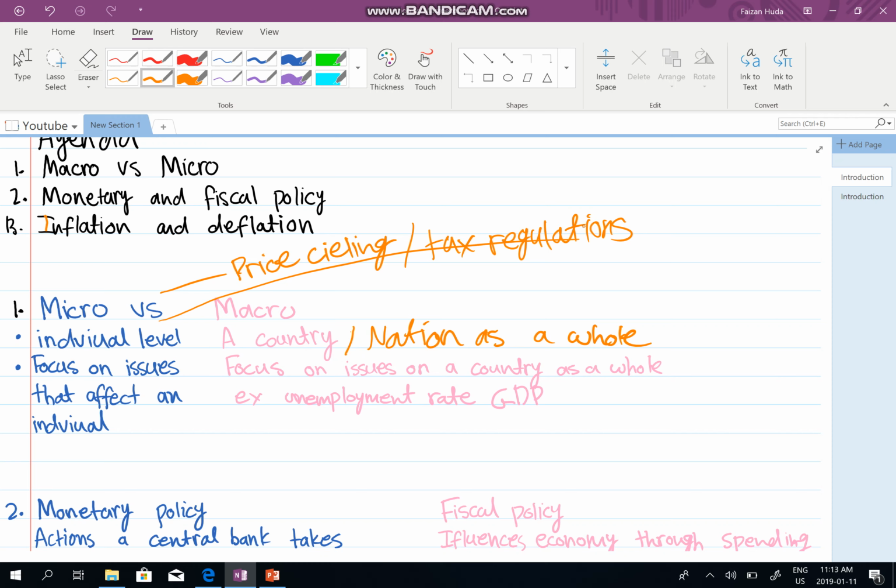However, macroeconomics focuses on issues that affect the economy as a whole. Some of the main focuses of macroeconomics include unemployment rates, GDP, which means gross domestic product of an economy, or the effects of exports and imports in a country.